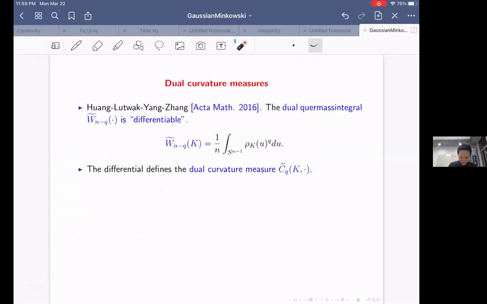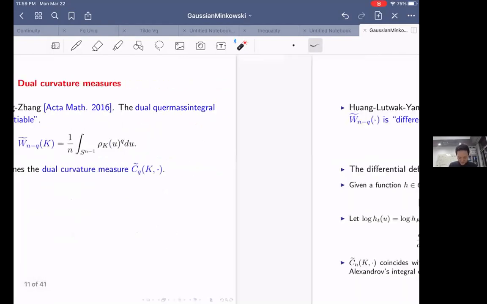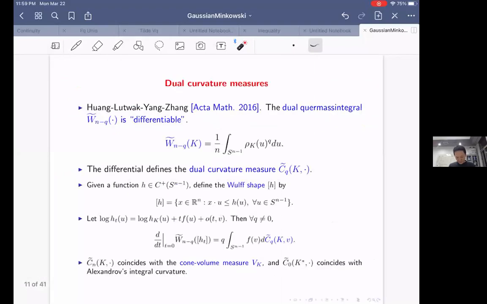A recent discovery by Huang, Lutwak, Yang, and Zhang is that the dual curvature integral is also differentiable in some sense. And this differential defines the dual curvature measures. It's remarkable that there are many other geometric explanations rather than the variational formula here.